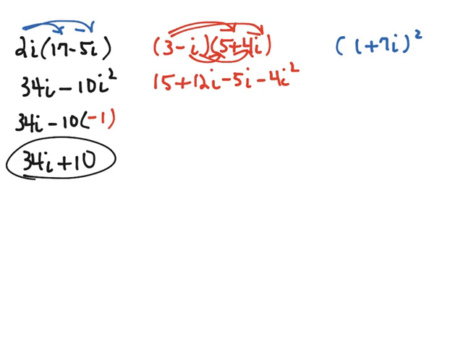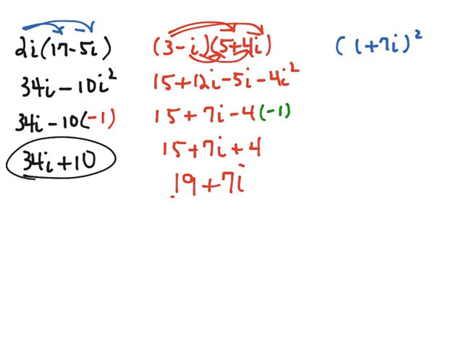So we can combine our like terms. 12i minus 5i would be 7i. And then we also need to remember that i squared, again, is negative 1. So we end up with 15 plus 7i minus a negative 4, which would be plus 4. So our final answer is 19 plus 7i.